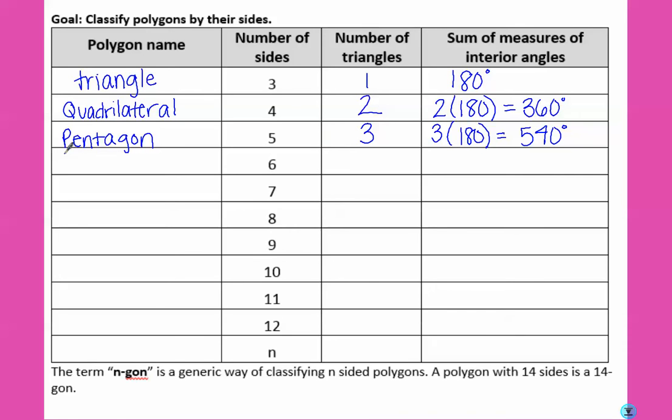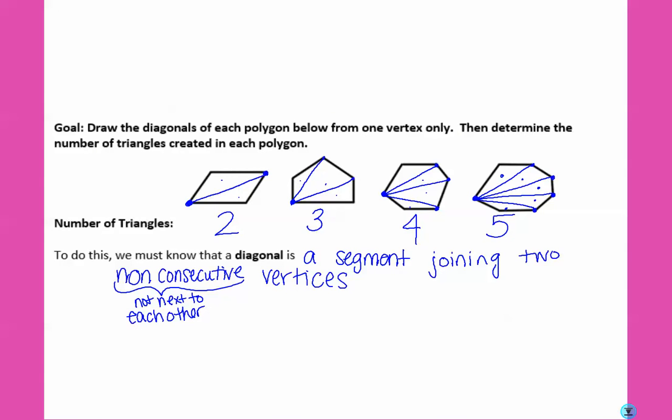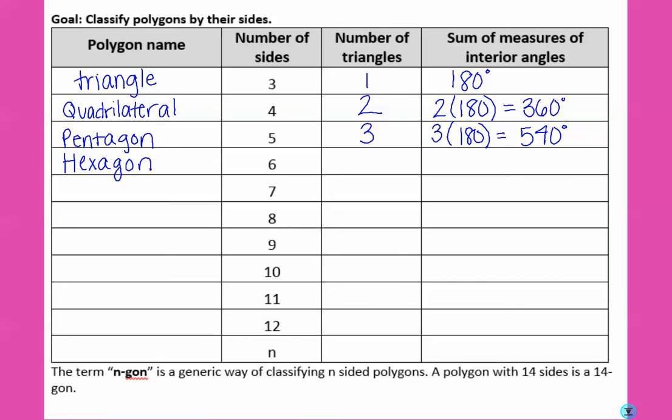A six-sided figure is a hexagon. Our six-sided figure, 1, 2, 3, 4, 5, 6, had 4 triangles within it. 4 triangles times 180 degrees each means we're going to have 720 degrees inside our hexagon. Our 7-sided figure is a heptagon.